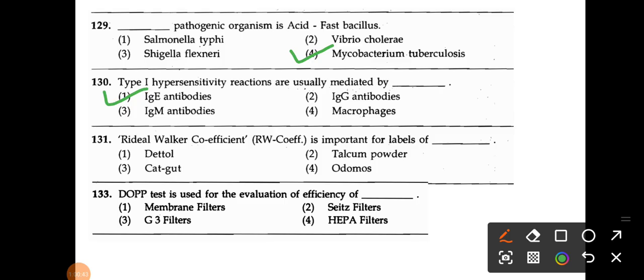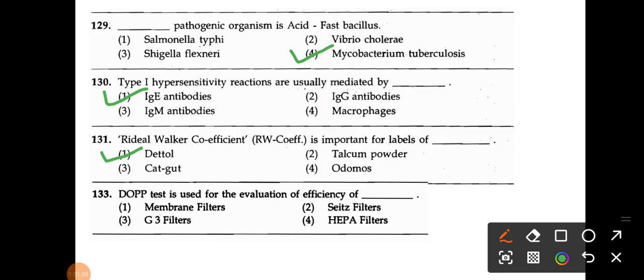Riddle-Walker test or Riddle-Walker coefficient test is important for Dettol, talcum powder, catgut, and Odomos. So what is the correct answer here? That is your Dettol, because it is mainly used for the quality of your disinfectant. And what is the example here? That is the Dettol.